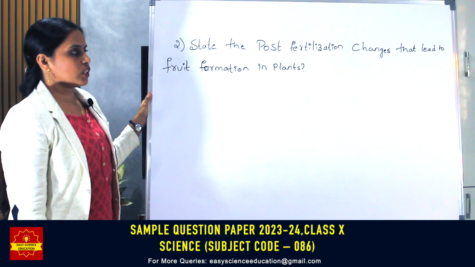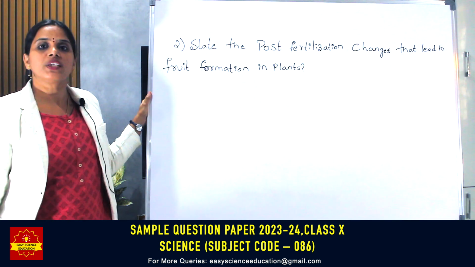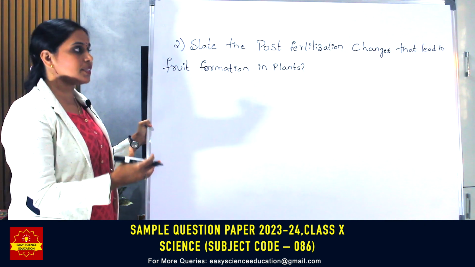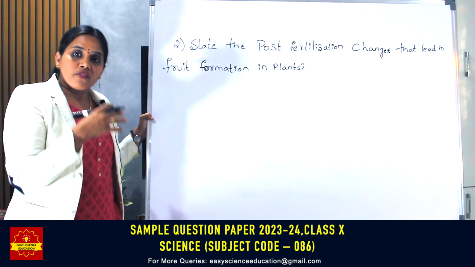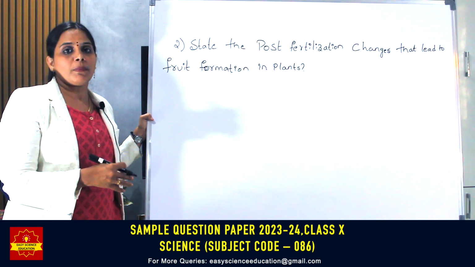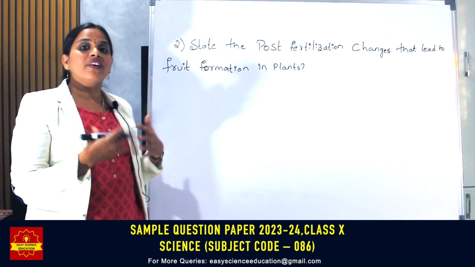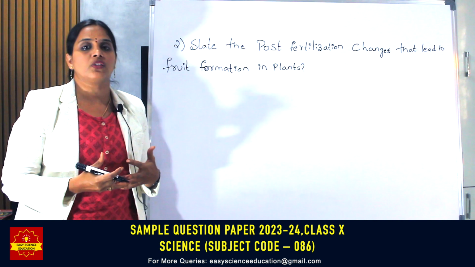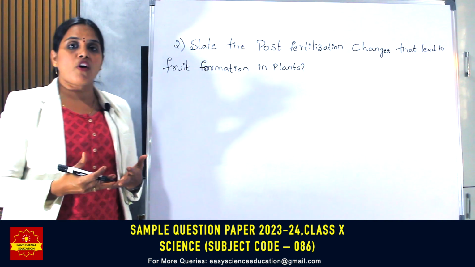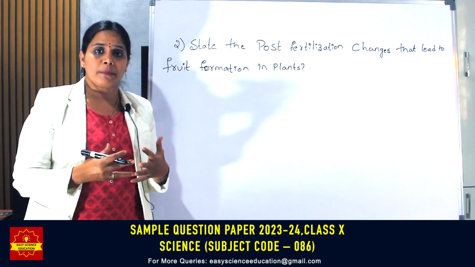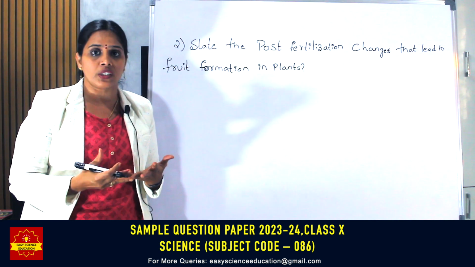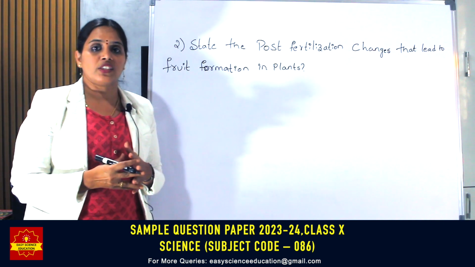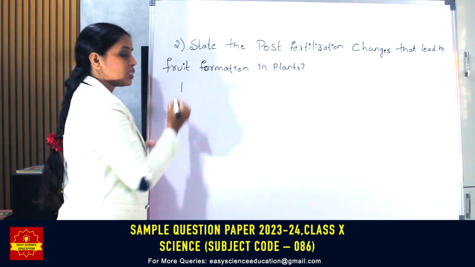State the post-fertilization changes that lead to fruit formation in plants. After fertilization only, fruit will be formed. What are the changes that happen for the fruit to be formed in plants? Generally, fertilization takes place: the male gamete and female gamete fuse with each other and result in the formation of a zygote. Whatever changes happen after the formation of the zygote, we call post-fertilization changes. As they happen after fertilization, they are known as post-fertilization changes.